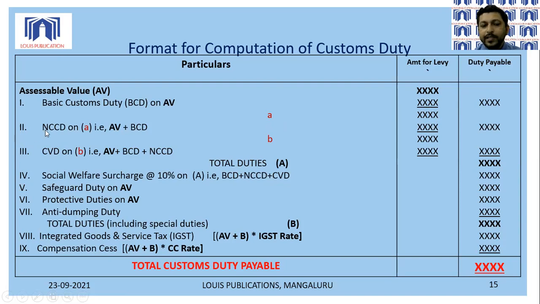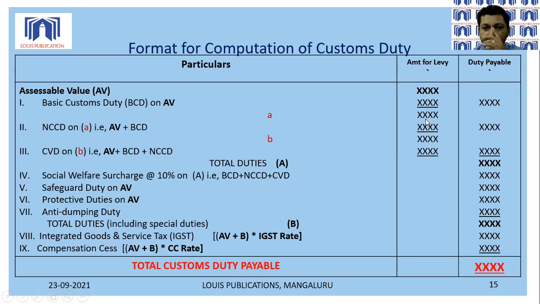Then we are going to add NCCD. I have been very clear. NCCD is applicable only on specific goods. Goods which are not under the purview of GST, motor car, multi-utility vehicles. So these are a few items on which NCCD will be levied. And NCCD is levied on the value A, that is on this value, that is assessable value plus BCD. This is A, point A. So it will be levied at the rate specified.